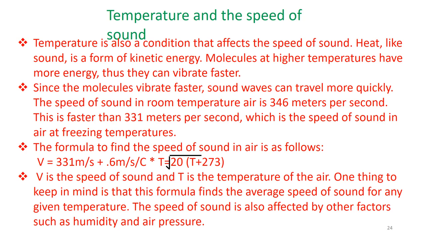331 plus 0.6 meters per second, the same as 331. Or else you can use the square root of T over 273, in the product you can put temperature plus 273. So these two formulas you can use. V is the speed of sound and T is the temperature of the air, in centigrade, of course.